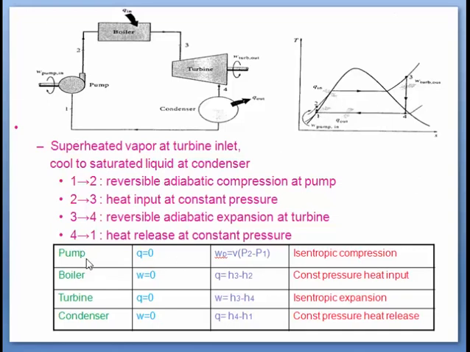So the same thing you can see here, that is isentropic compression. Because it is an isentropic process, there won't be any heat transfer between system and surroundings. Boiler, there will be a constant pressure heat input. Turbine, again it is isentropic expansion, so no heat transfer. Condenser, again there is a constant pressure heat release.